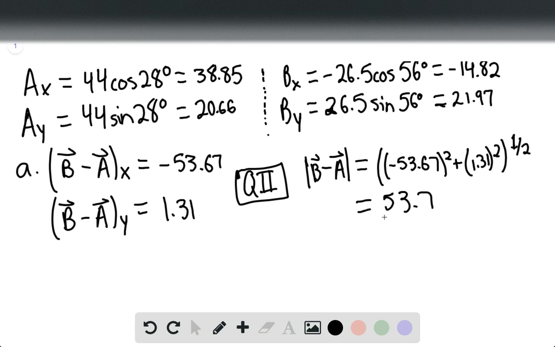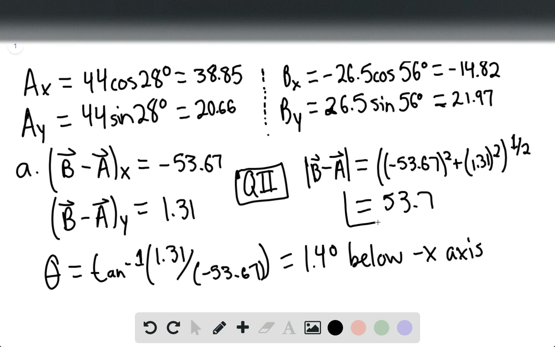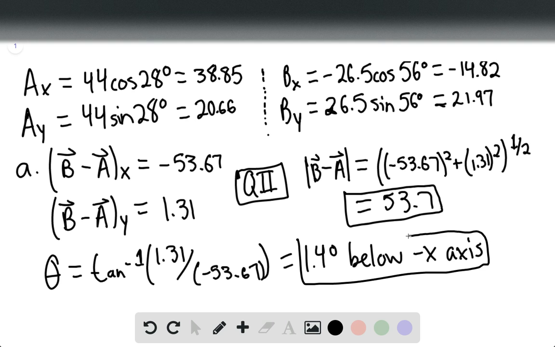So at this point, we need to find the angle. So the angle can be equal to arctan of the y component divided by the x component. So here would be 1.31 divided by negative 53.67. And we are getting 1.4 degrees below negative x-axis. So this would be our magnitude of b minus a, and then this would be our direction of b minus a.